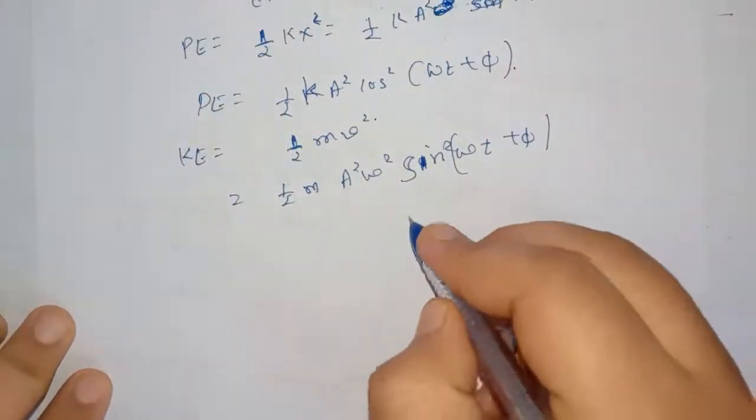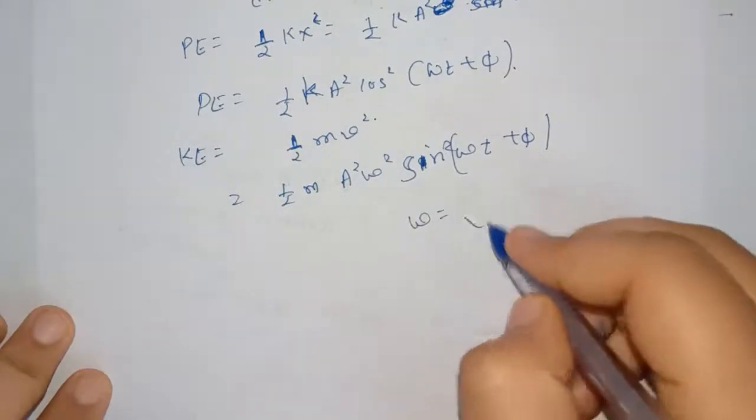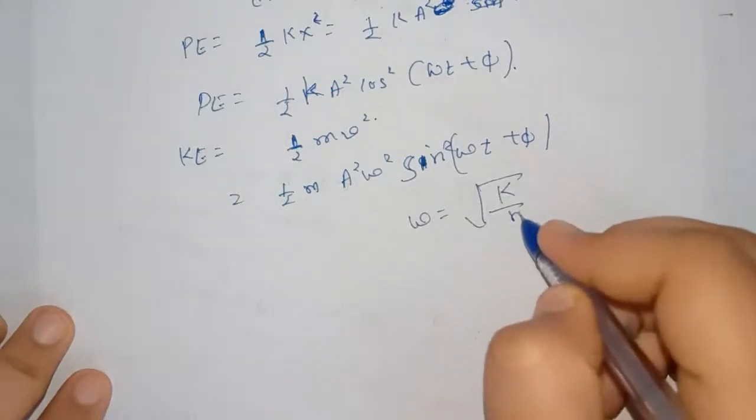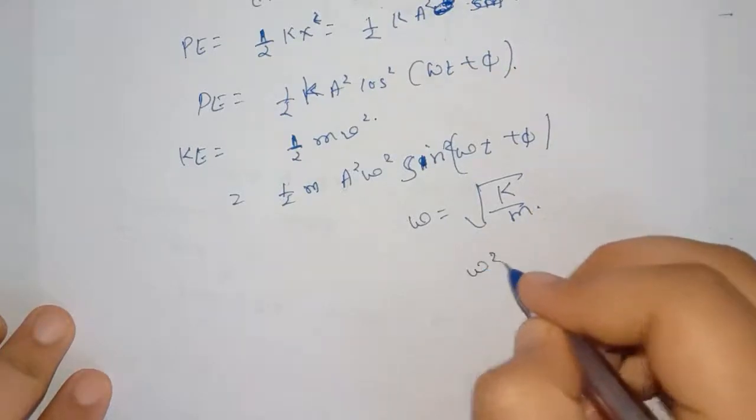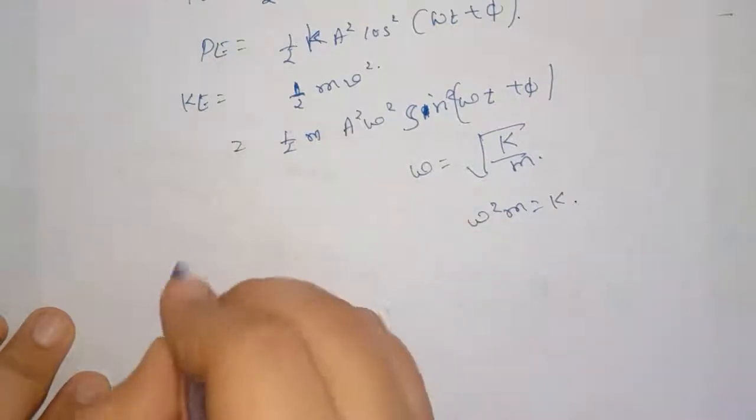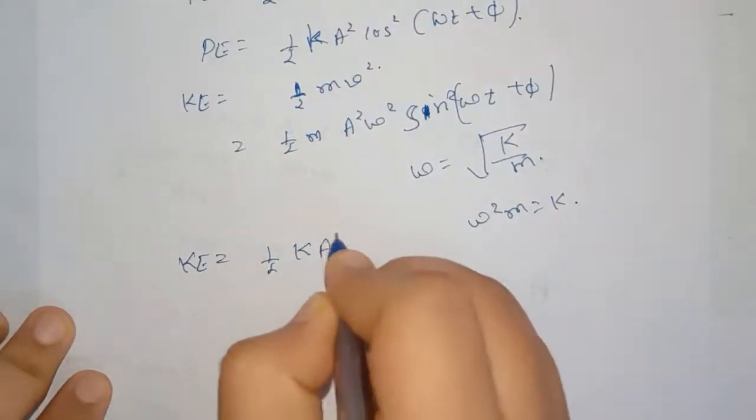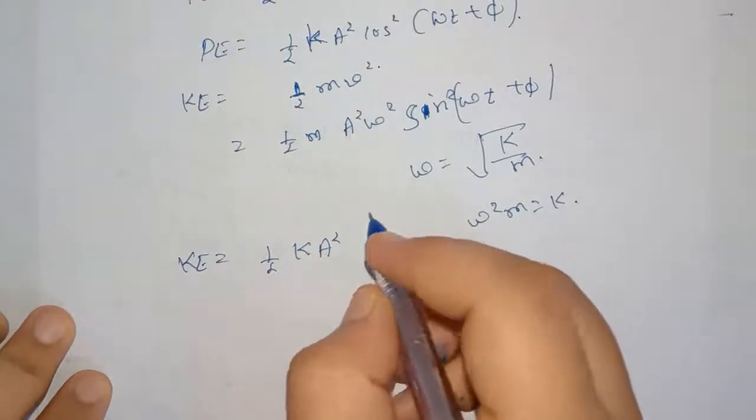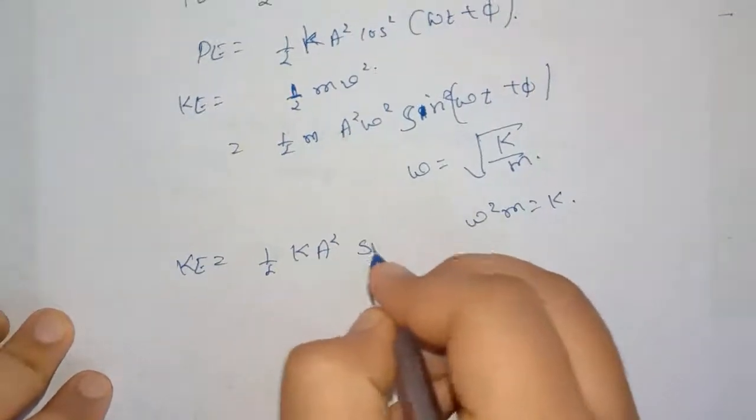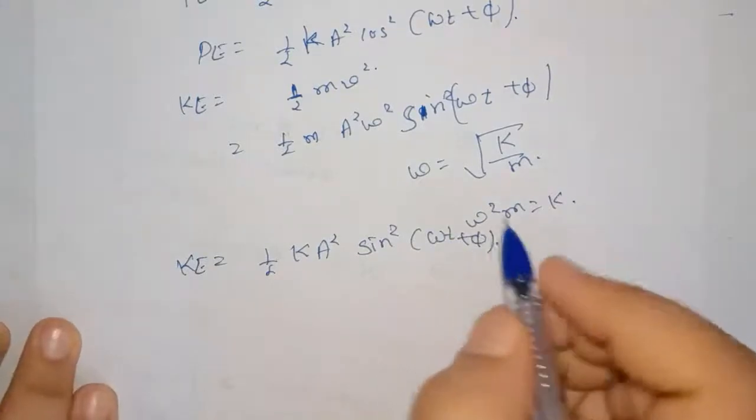But omega is equals to under root k by m. So omega square m is equals to k. So we can write this kinetic energy is equals to half k a square into sine square omega t plus phi.